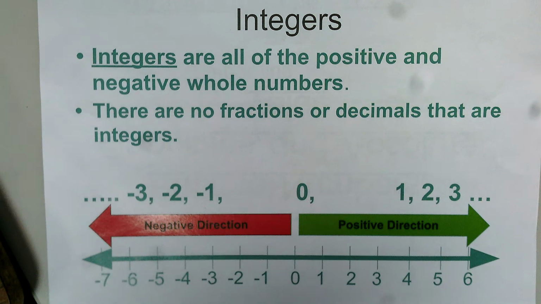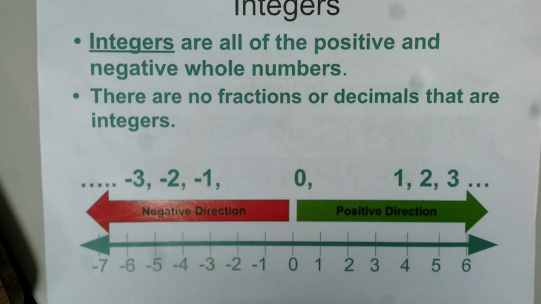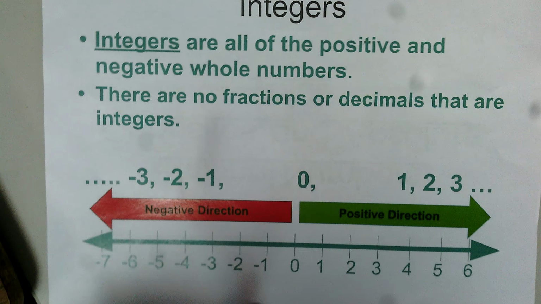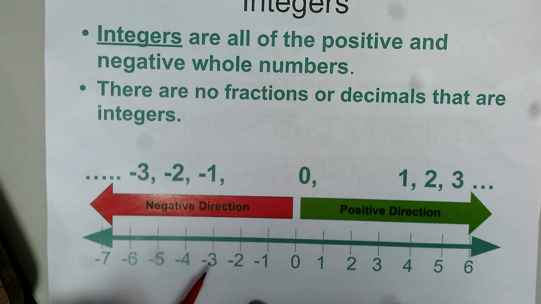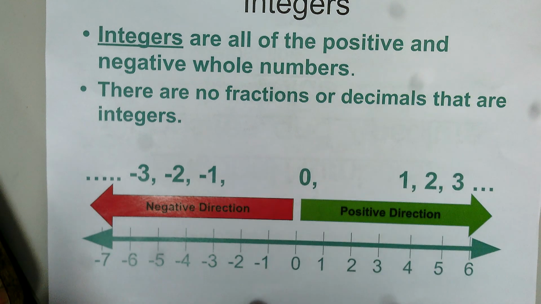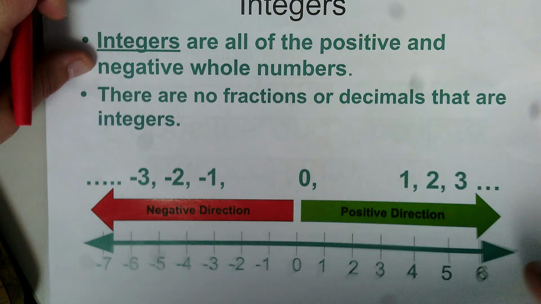So in other words, if you look on a number line, you have 0 in the center, and all of your positive integers are 1, 2, 3, 4, 5, 6, and so on. Therefore, your negative integers are -1, -2, -3, -4, -5, -6, -7, and so on to infinity. These are what we call integers. Okay.